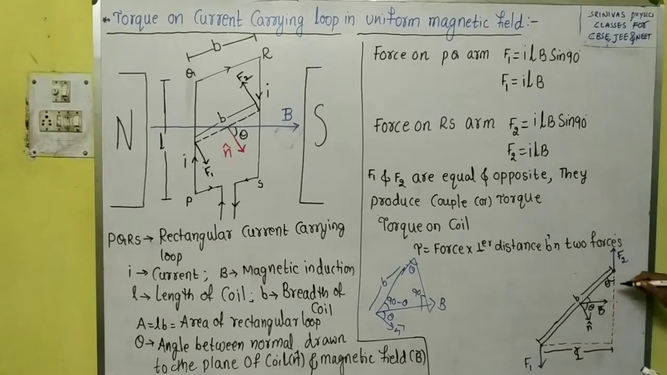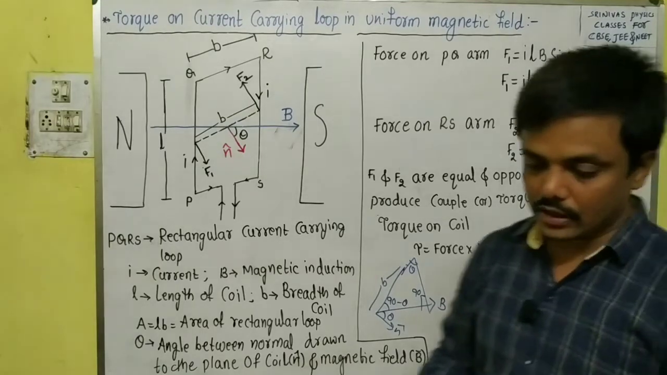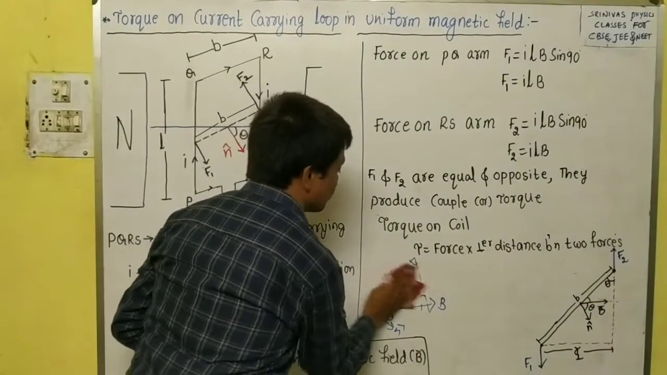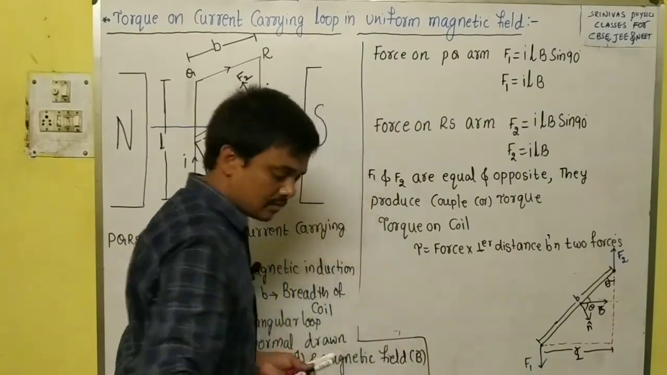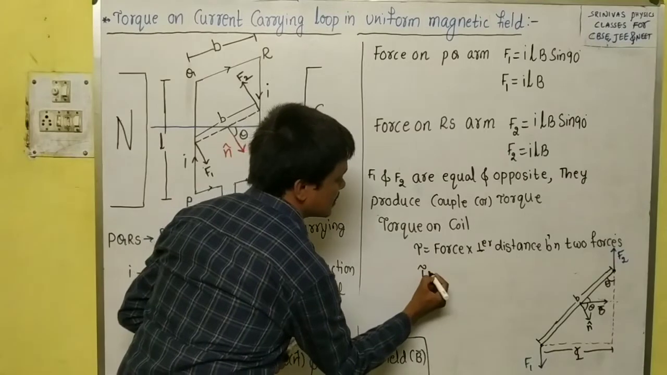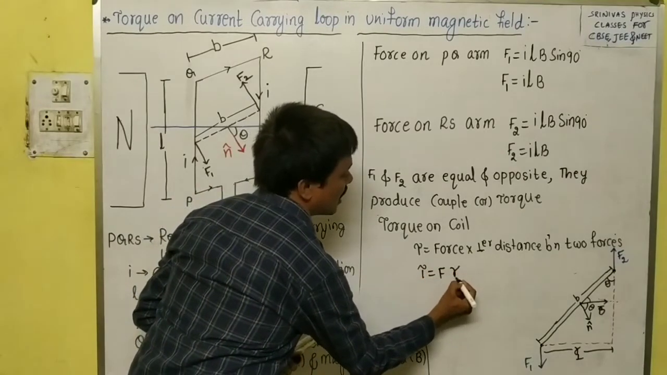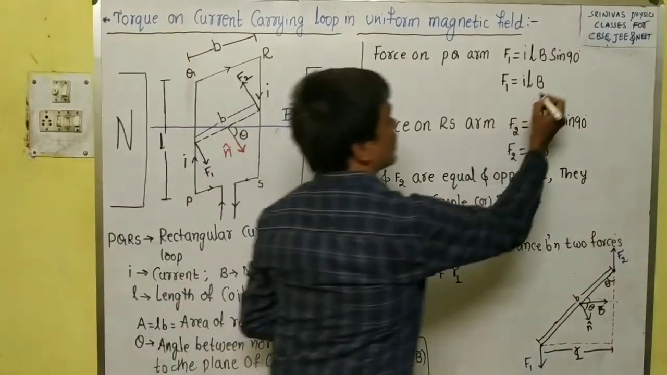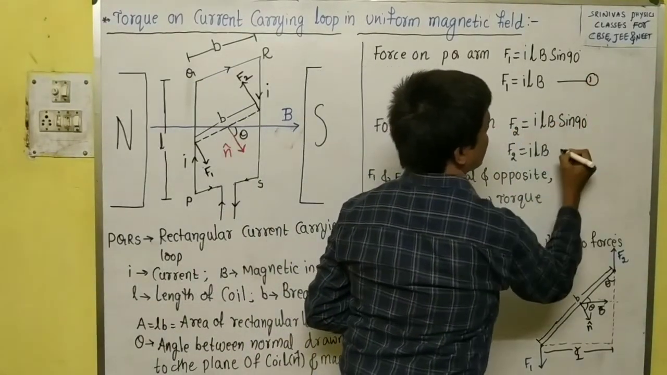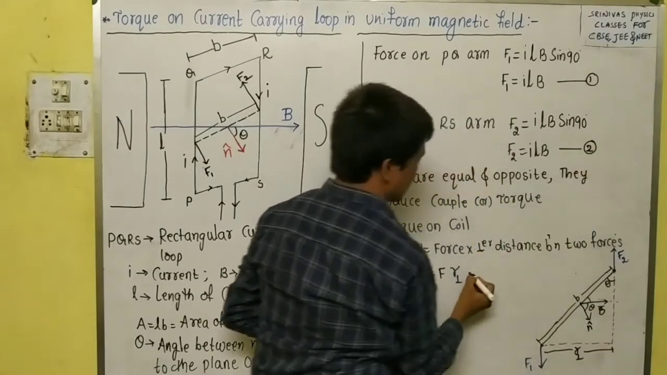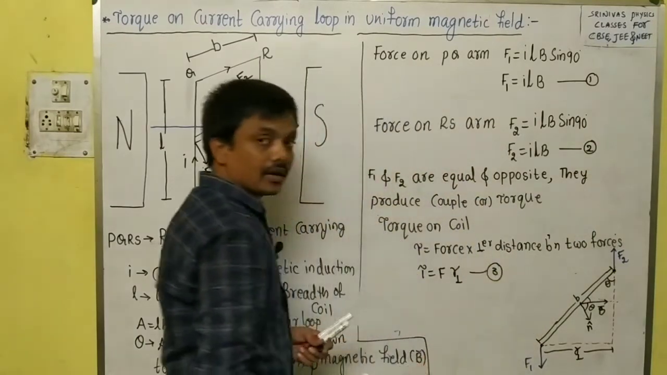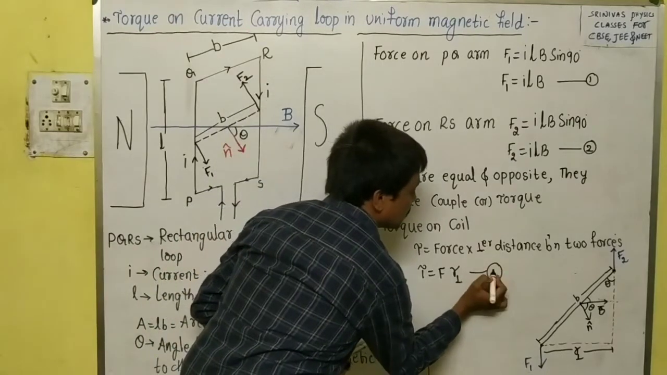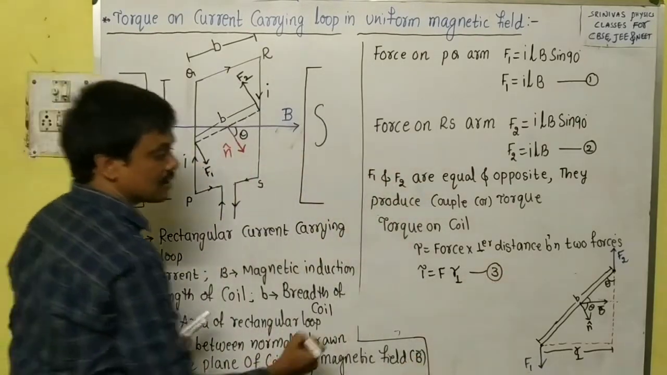Okay, right, and now here we got the angle theta. I want to know R perpendicular, the perpendicular distance between the two forces. How do we find the perpendicular distance between the forces? The torque formula is F into R perpendicular. Okay, right, and this is equation 1, 2. Let us consider this is 3. I want to know the perpendicular distance.